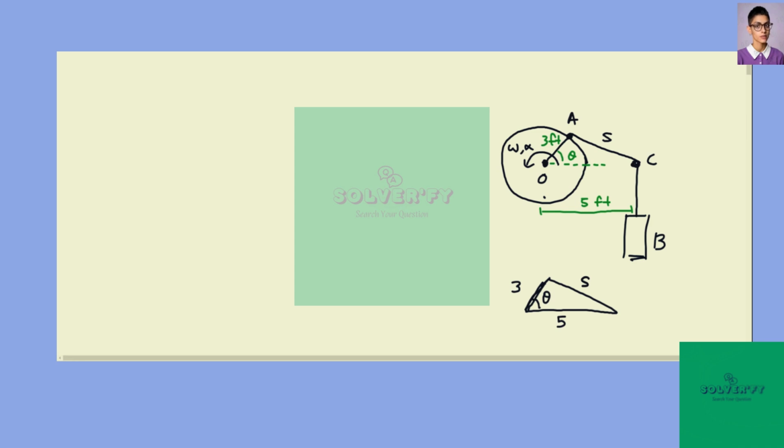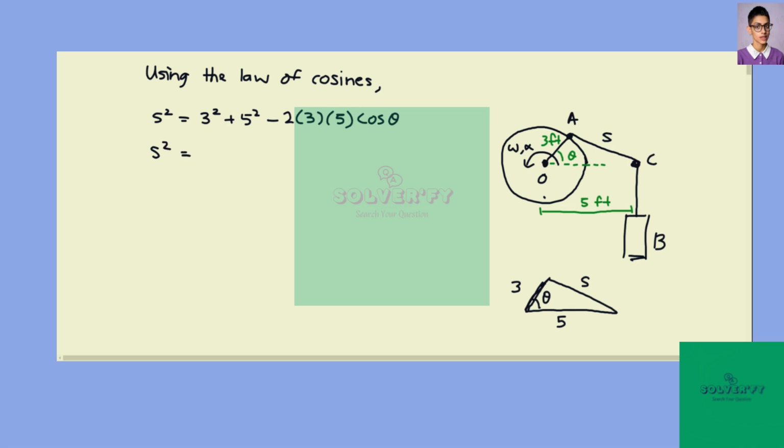We'll be using the law of cosines. We have S squared is equal to 3 squared plus 5 squared minus 2 times 3 times 5 cosine theta. So S squared is 34 minus 30 cosine theta.